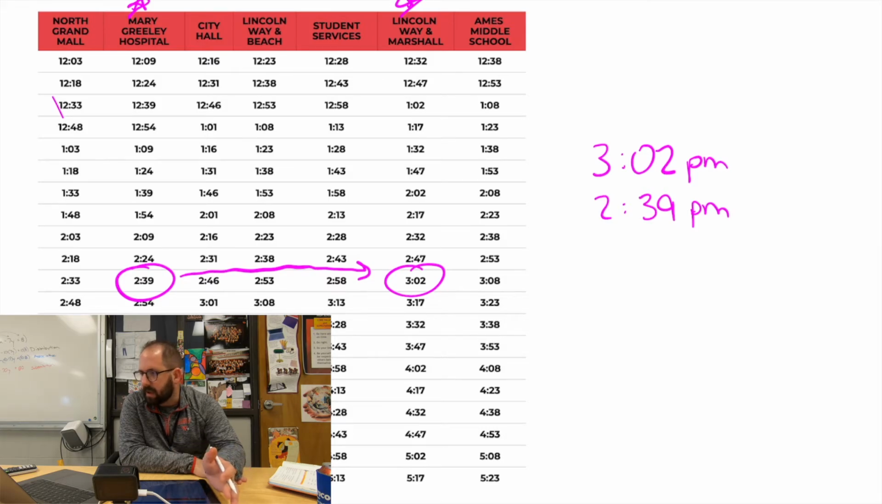You could change these to military time. I don't necessarily need to. They're both in the afternoon. The only time you actually really need to use military time is if one's in the morning and one's in the afternoon. So that's a little hint for you. That's the time that you have to use military.